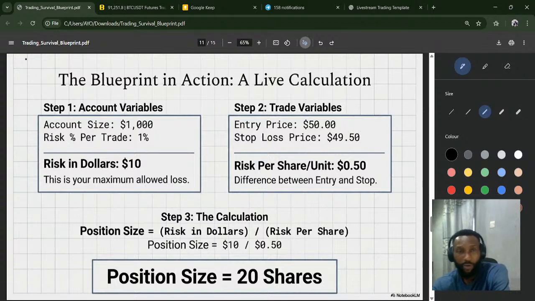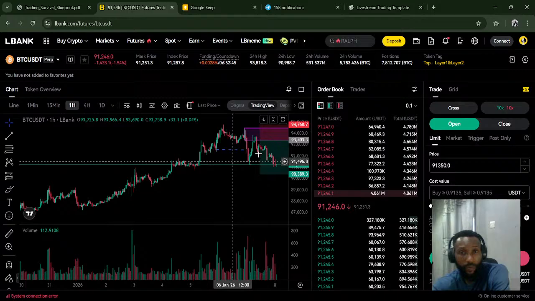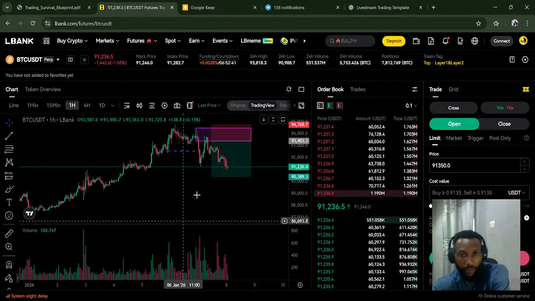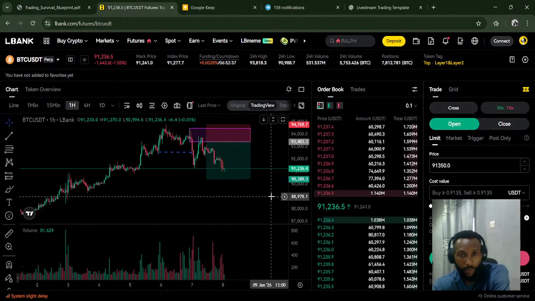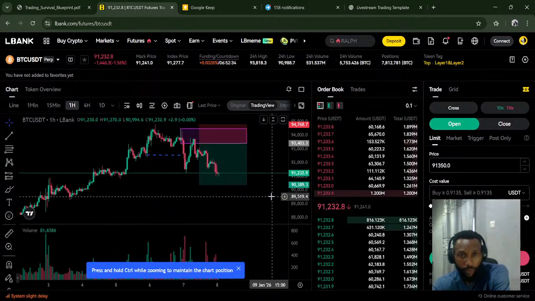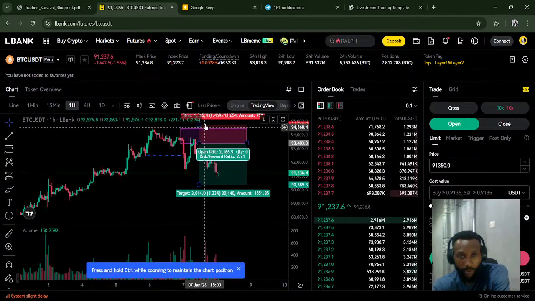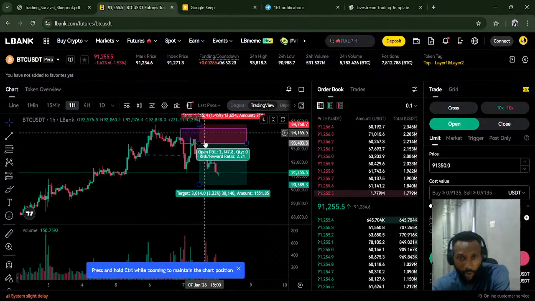All right, let me even show you something. In that trade that I did yesterday, see this is our stop loss. See where the entry price is. This is the entry price. So from down to here, this is the stop loss range. Look at it.